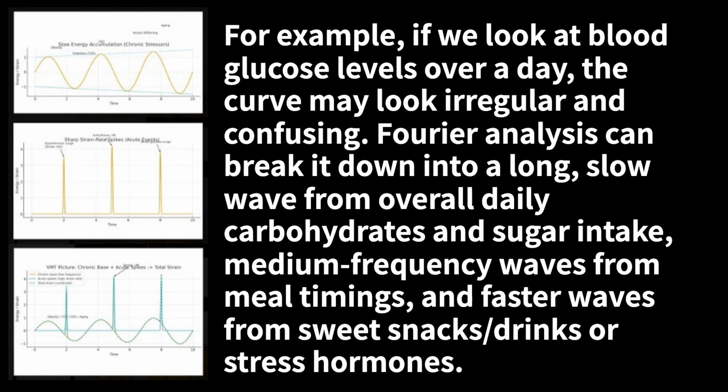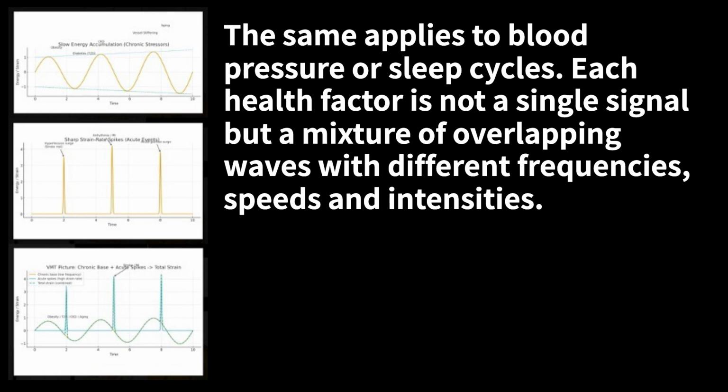For example, if we look at blood glucose levels over a day, the curve may look irregular and confusing. Fourier analysis can break it down into a long, slow wave from overall daily carbohydrates and sugar intake, medium frequency waves from meal timings, and faster waves from sweet snacks, drinks, or stress hormones. The same applies to blood pressure or sleep cycles. Each health factor is not a single signal, but a mixture of overlapping waves with different frequencies, speeds, and intensities.